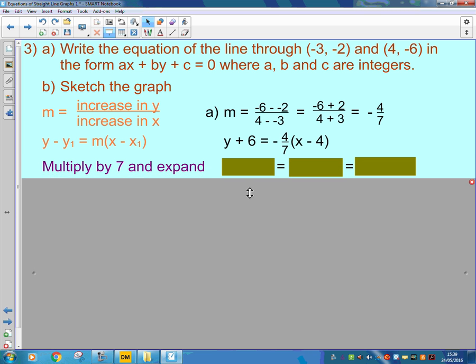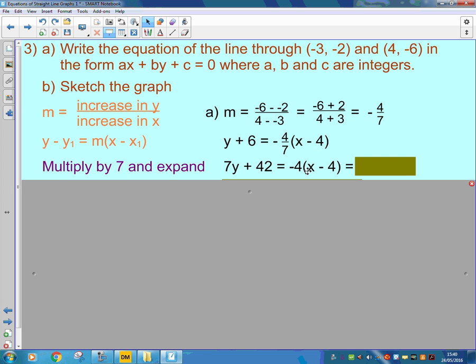Now I need to be able to get it into this form. So I've got to get rid of fractions. So what I'll do is I'll multiply by that 7 and then I'm going to expand it. So let's do a times by 7. When I multiply the left-hand side by 7, I get 7y plus 42. Then that means that that 7 now has disappeared from the right-hand side, and I'm left with minus 4 lots of x minus 4. So I've done the multiply by 7.